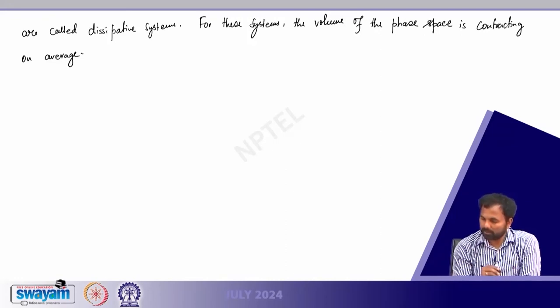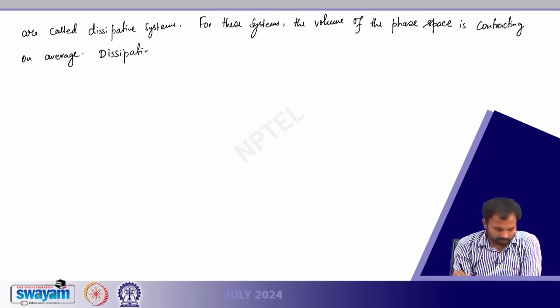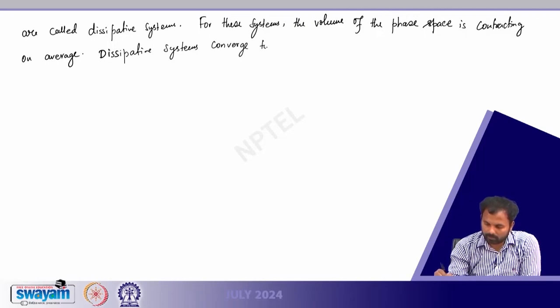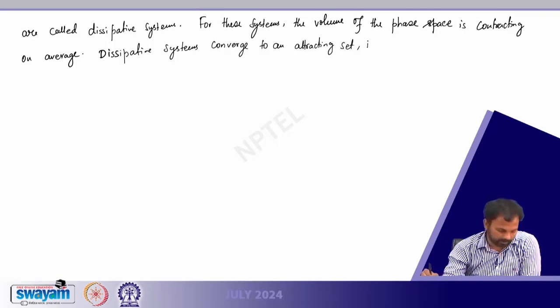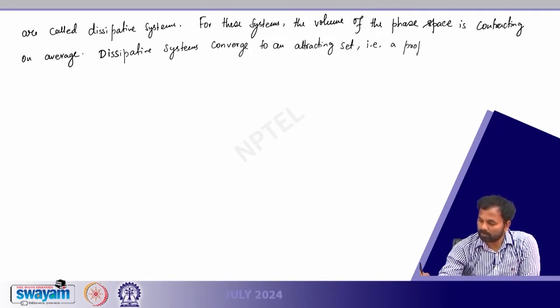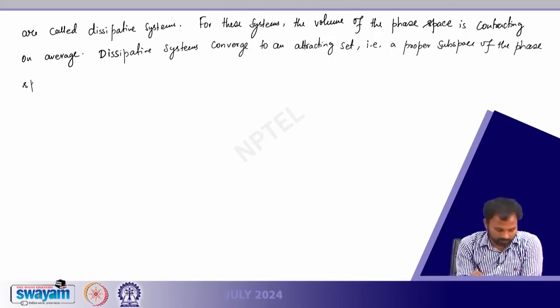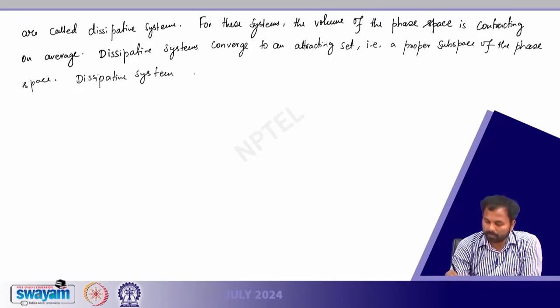So, they are called dissipative, and they are contracting on average. Dissipative system, so I just wanted to define dissipative system. Dissipative systems converge to an attracting set, that is a proper subspace of the phase space.